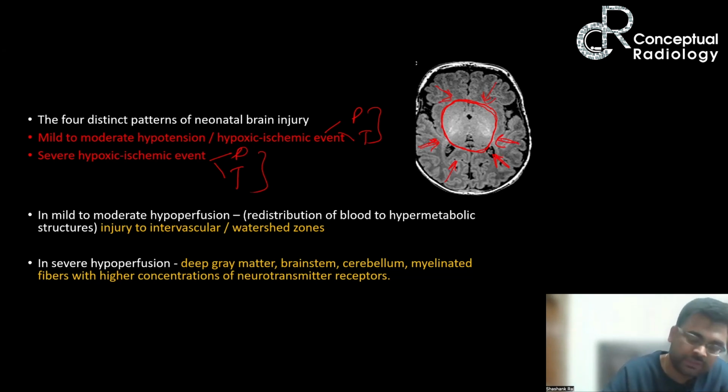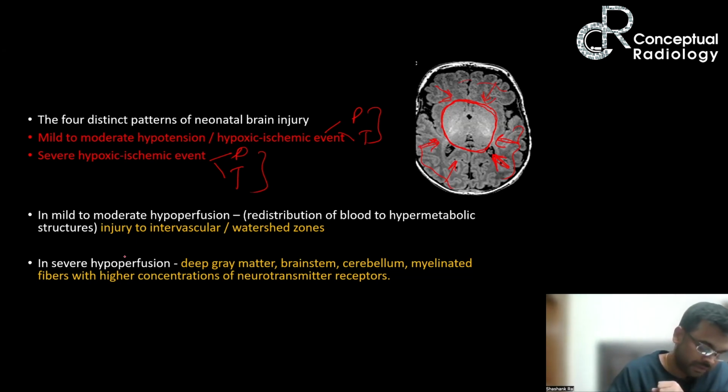Now what this will do is there will be depletion of blood in the peripheral areas. So ultimately there will be injury to the watershed zones. Whenever there is mild to moderate hypoperfusion or hypoxic insult, there will be watershed infarcts. We'll discuss that in detail later.